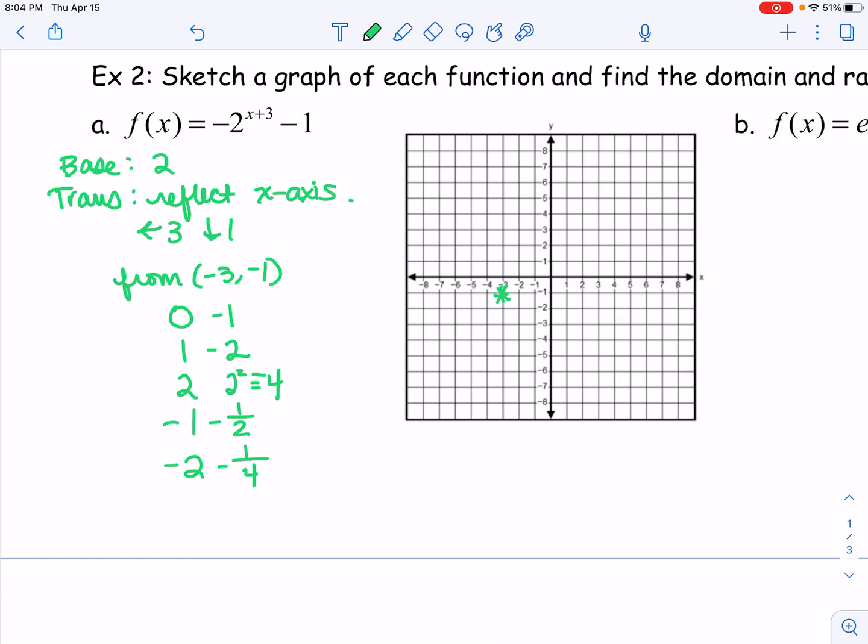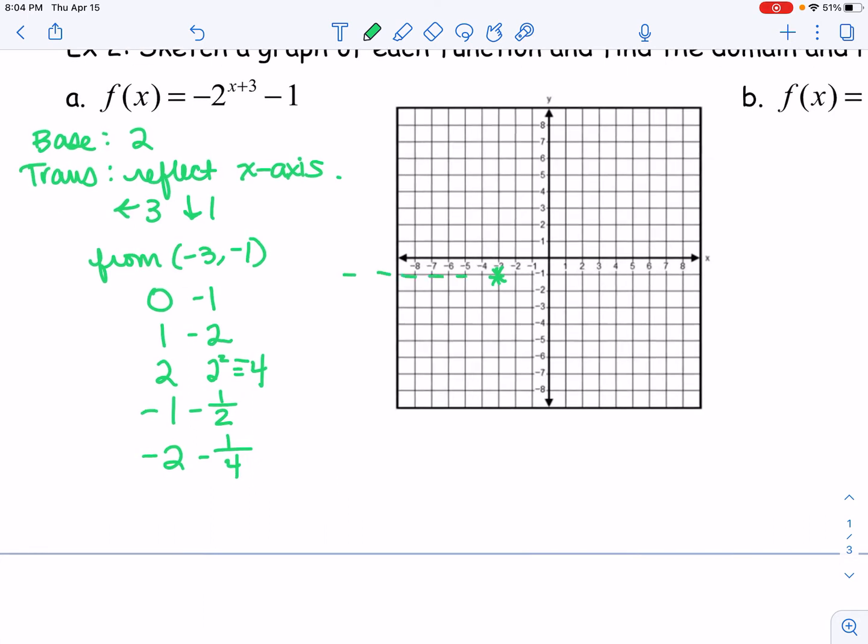So now from this point, we plot those values. What's another good thing about this asterisk that we get from the beginning, we always know that that is where our horizontal asymptote is going to go through. So that's kind of giving you 2 really important things, that shift left, right, or up, down. It's giving you your new origin, and it's also going to give you your horizontal asymptote.